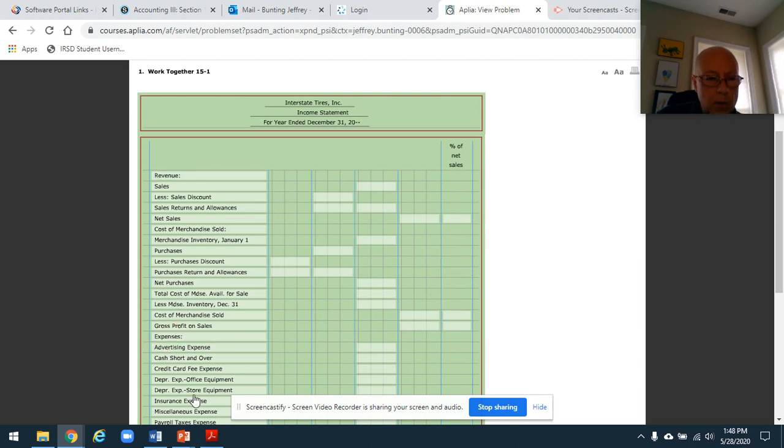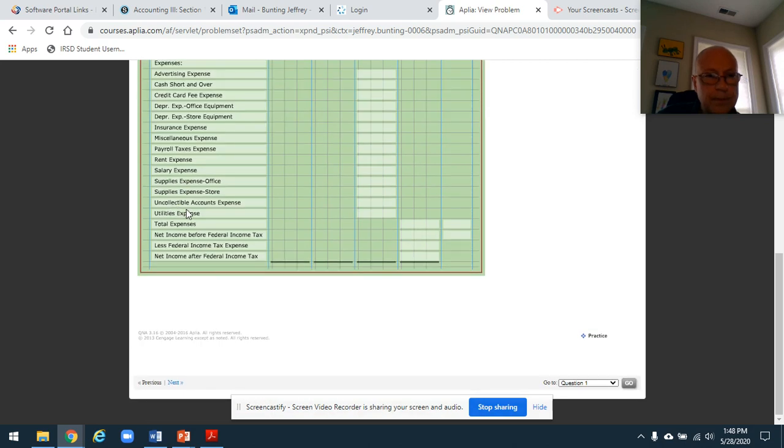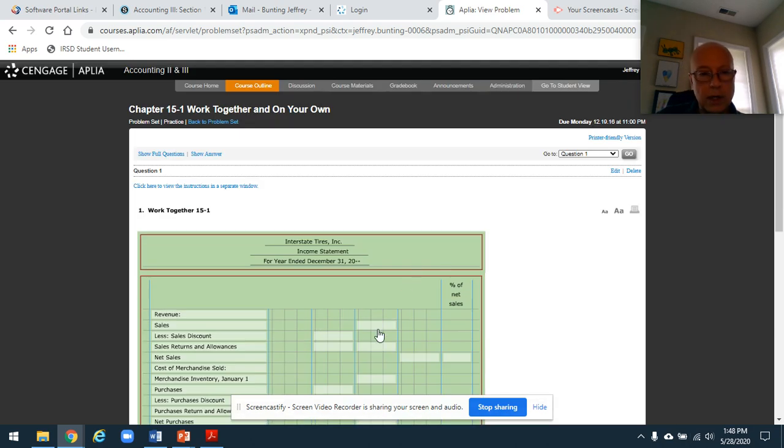And we've got total expenses down here, salary expense. We've got our net income section, okay? So what we want to do is go ahead and start plugging in the numbers. So I'm just going to walk through this.